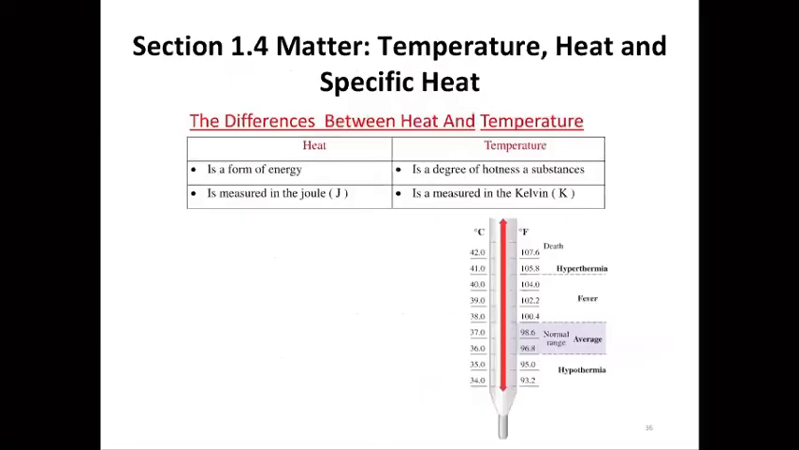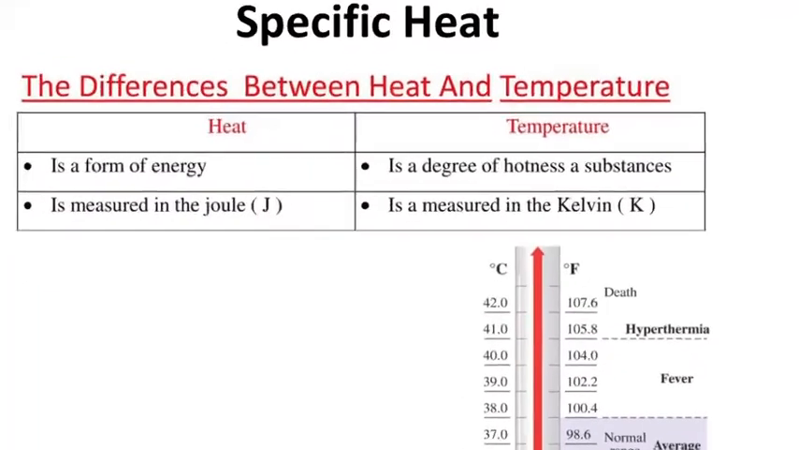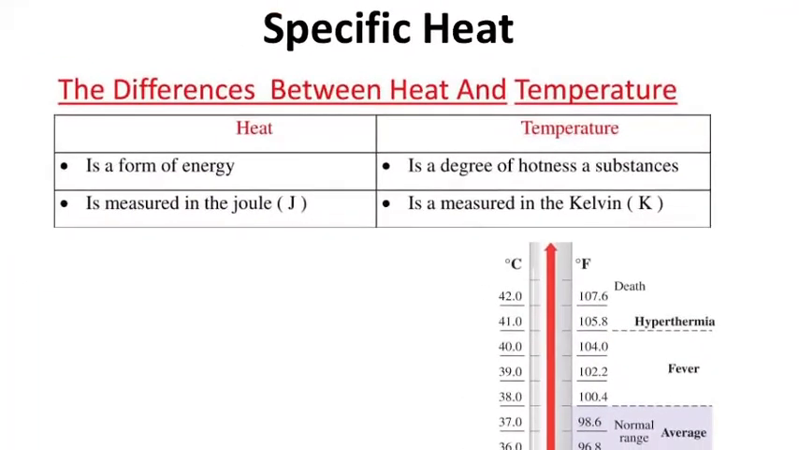Then let's move on to the next section, which is section 1.4. Now we're going to look at matter in terms of temperature, heat, and specific heat, okay? So let's understand the definitions of heat versus temperature. Heat is a form of energy and is measured in the unit of joules. Temperature, on the other hand, is the degree of hotness that substances have.